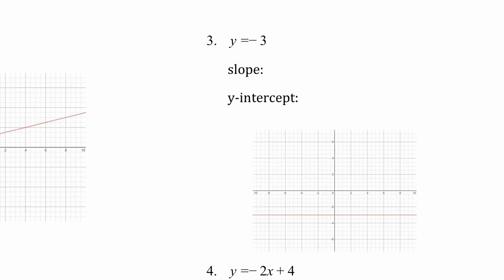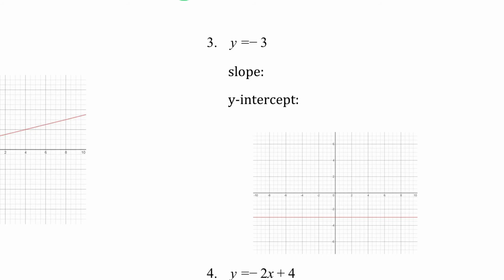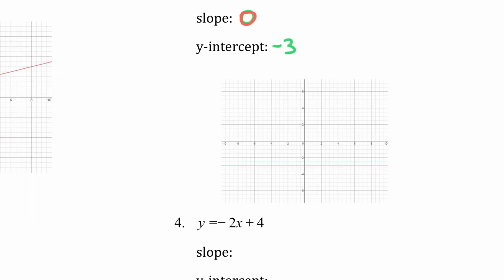In question 3, it says y is equal to -3. Well, the slope here, because there is no number in front of x, the slope is actually 0. And the y-intercept, let's make that 0 a red, the slope is 0, and the y-intercept is -3. And as you can see from the graph, it is a horizontal line. So when you have y is equal to a constant, it's always going to be a horizontal line.